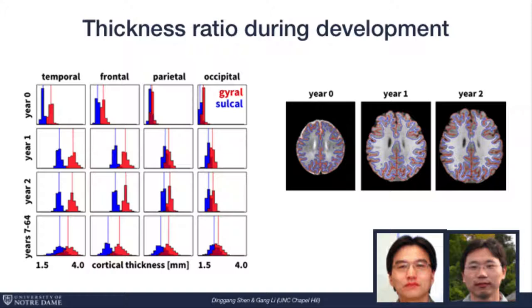Looking forward, I'm interested in analyzing thickness ratio during development. With 2 collaborators at UNC, who study cortical thickness during development, they have a large number of subjects studied at birth, at year 1 and year 2, and they analyze the thickness in different regions. Here we can see that generally thickness increases in the different lobes of the brain as babies grow and develop, but the gyri and sulci thicken differently. Gyri get thicker than sulcal regions do, and that's where this ratio comes from and increases.